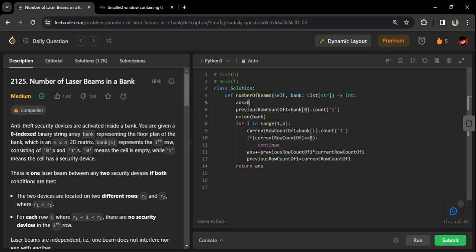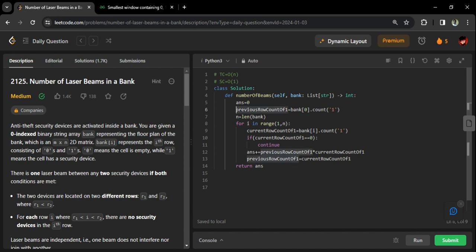I am declaring two variables here. Please pay attention. One is previous row count of 1. Next one is current row count of 1. These are the two variables which I will be using throughout this code. So please pay attention to what I'm doing. See, for row 0, I'm taking the case separately, and then I'm using a for loop from row 1 onwards. Okay. So row 0 is treated separately, and then from row 1 onwards, I'm using a loop to find the number of beams.